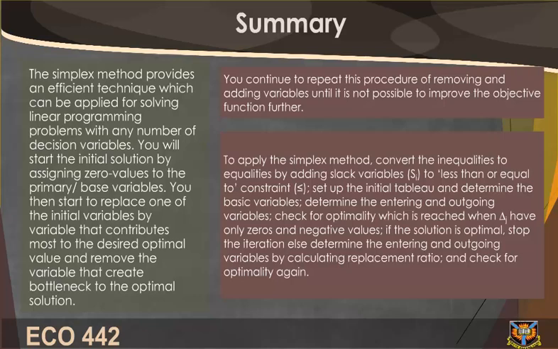To apply the simplex method, convert the inequalities to equalities by adding slack variables Si to less than or equal to constraints. Set up the initial table and determine the basic variables. Determine the entering and outgoing variables. Check for optimality, which is reached when triangle J has only zeros and negative values. If the solution is optimal, stop the iteration, else determine the entering and outgoing variables by calculating the replacement ratio and check for optimality again.